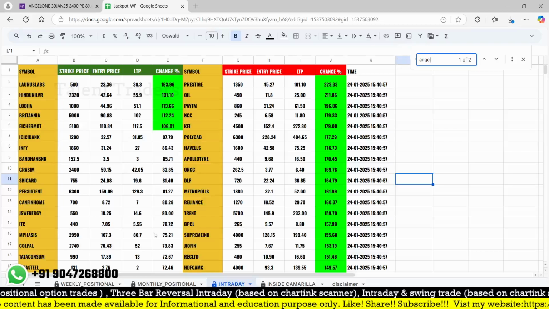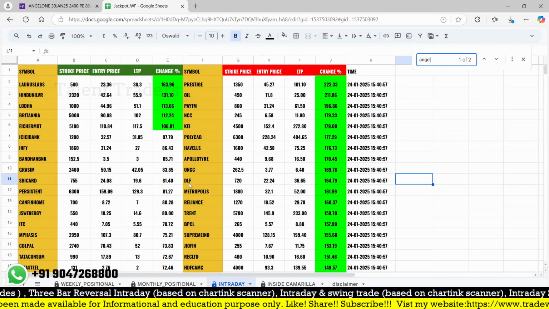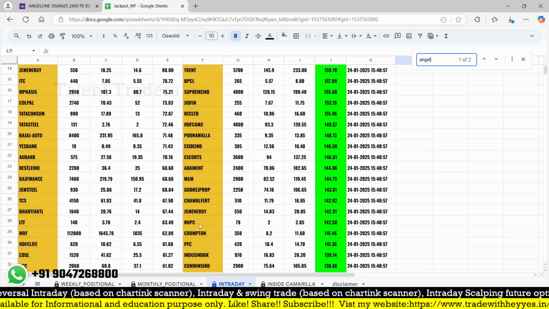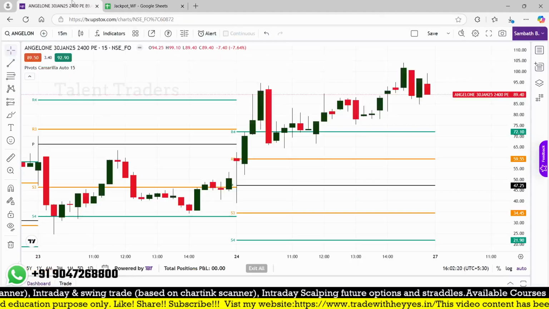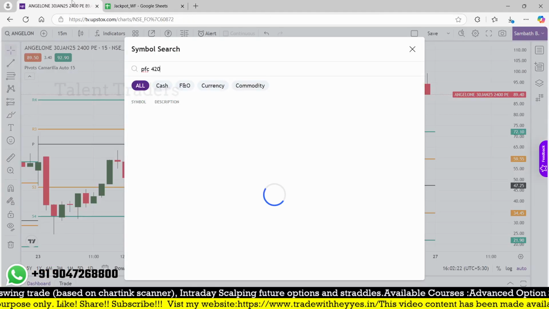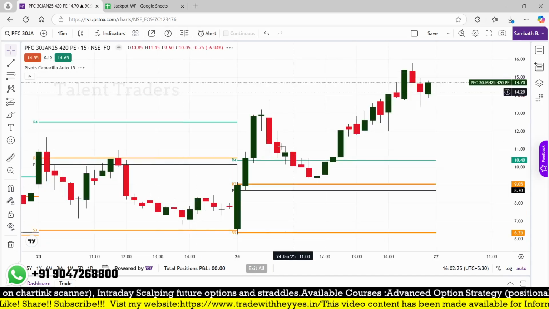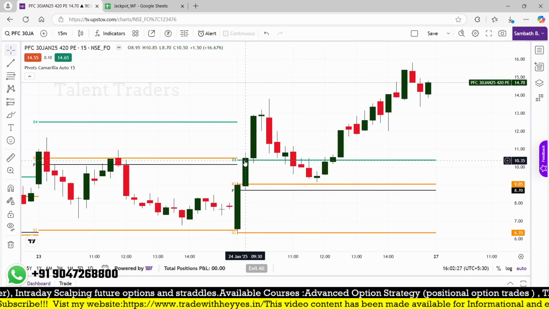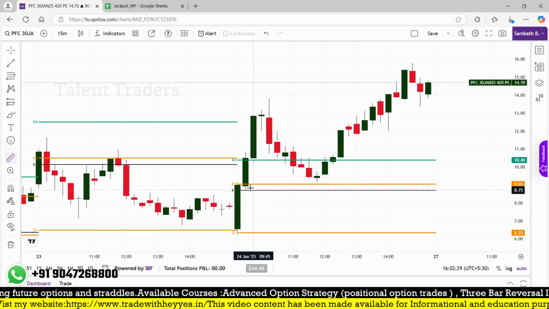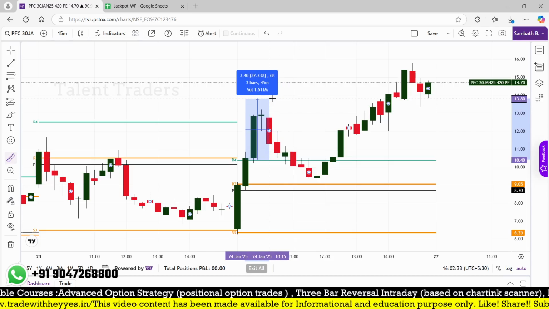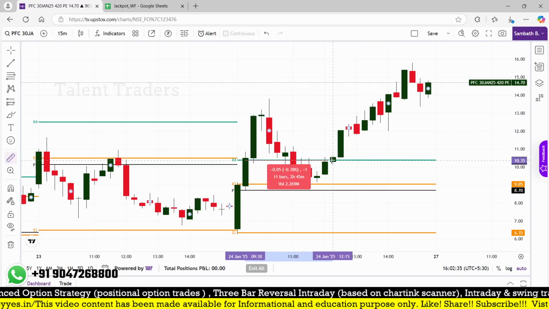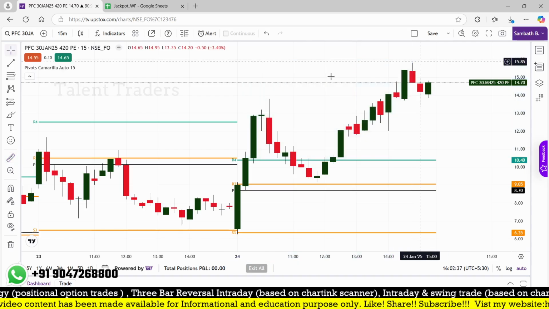So here are the main stocks which you found yesterday. Let me find REC, PFC 420, REC 460, I think. Yeah, PFC 420 put option, second candle breakout. Exactly the second candle which broke. So I keep my stop loss from 10.4 to 8.7. This is the risk, and within two candles it was triggered, and one more time it gave you another opportunity, and this time it went higher.